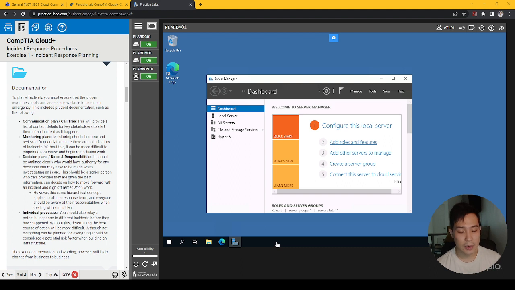And lastly is individual processes. You should also relay a potential response to different incidents before they have happened. Without this, determining the best course of action will be more difficult. Although not everything can be planned for, everything should be considered a potential risk factor when building an infrastructure. Now, the exact documentation and wording, however, will likely change from business to business.